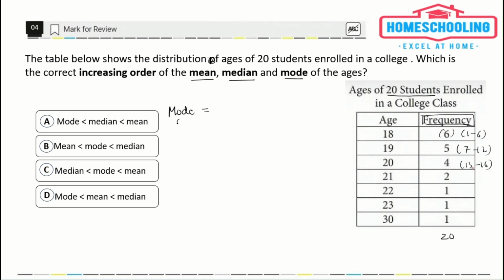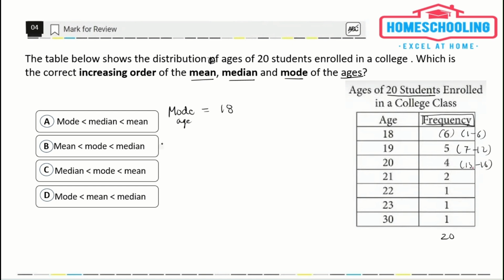So what would the mode age be? Because we have to find the mean, median, and mode of the ages. The mode age would be 18, because 18 has the highest number of students, that is 6 students. So we have already found the mode. The mode is 18, so it is the smallest number. The mode should be the smallest among these 3.